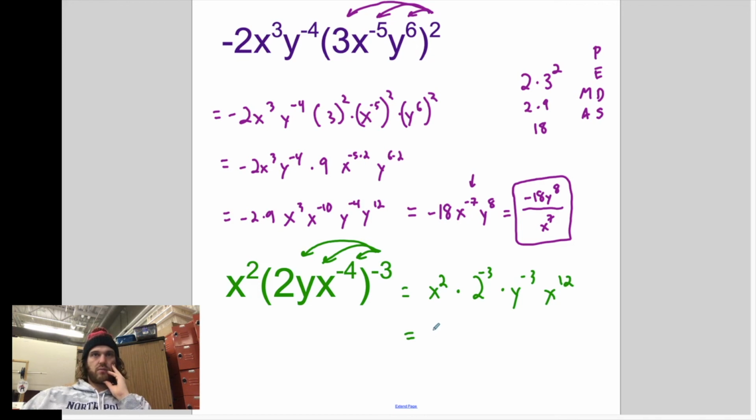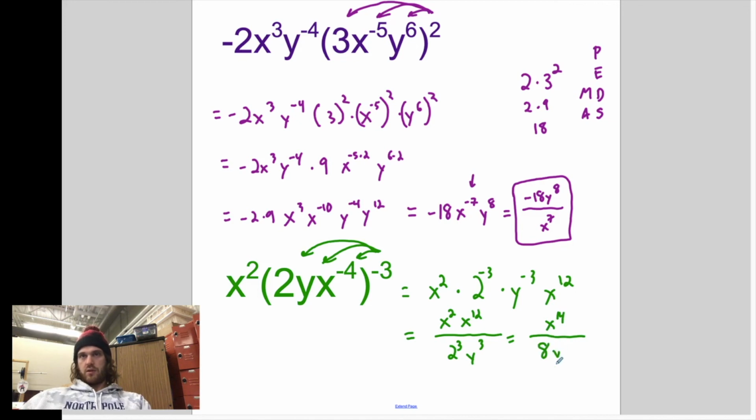2 to the minus 3. Well, let's move stuff around first. You can combine here, but it doesn't actually make a difference. So we're going to move: x to the second stays in the top, x to the 12th stays in the top, 2 to the third moves to the bottom, y to the third moves to the bottom. So you end up with, when you're done, x to the 14th over 2 times 2 times 2, which is 8, times y to the third.